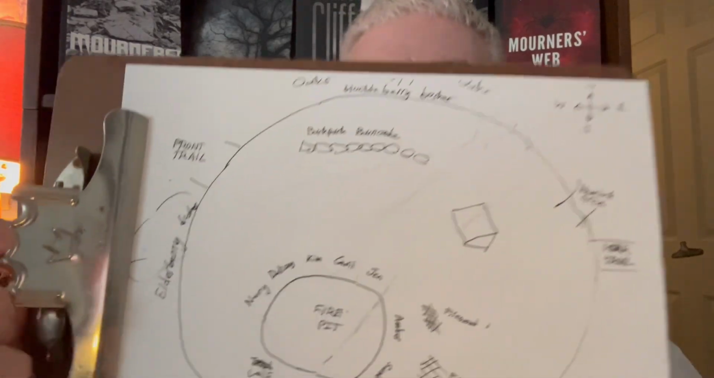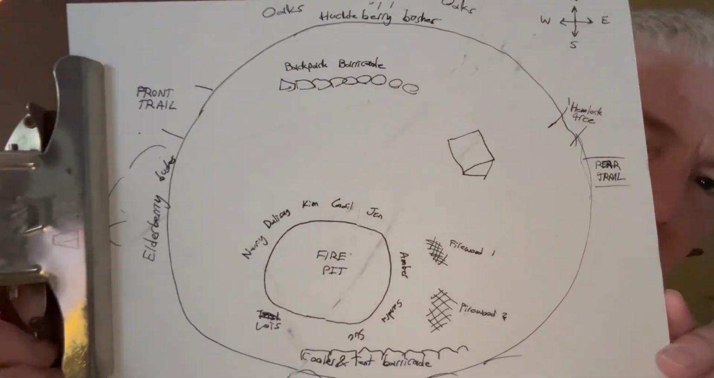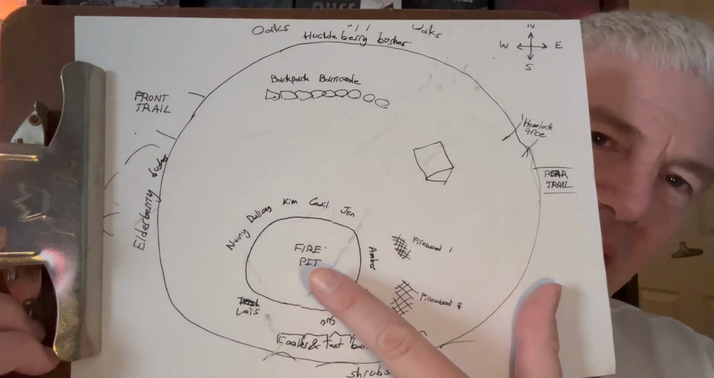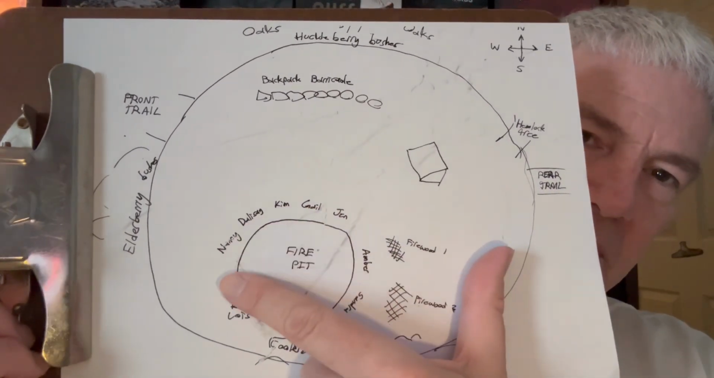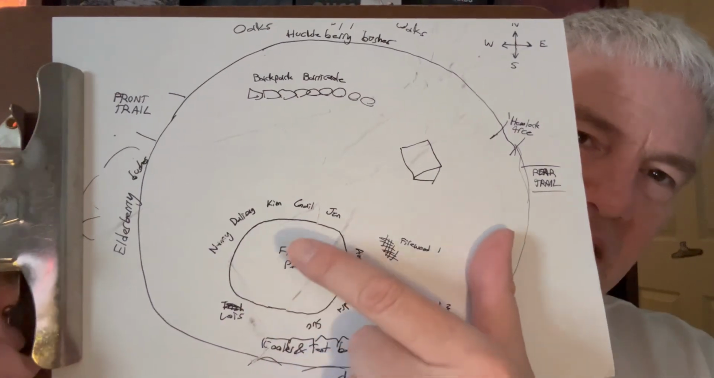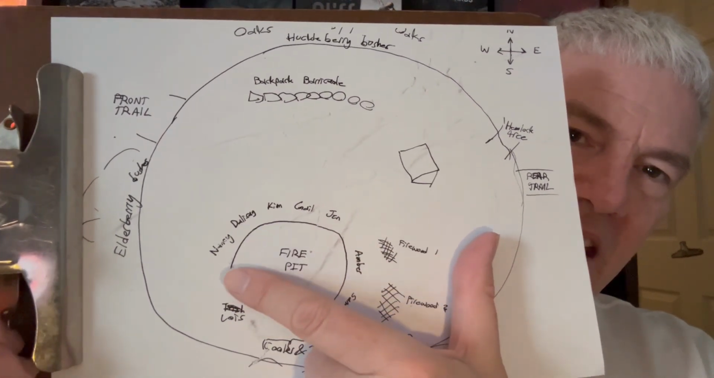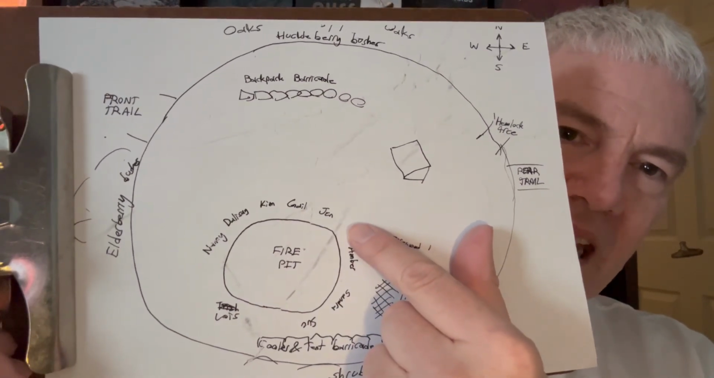So here is the map that I used to write Mourner's Tour. And if you can't read my writing, this is the whole campsite on top of the tour. The main action is at the fire pit. I had to write down the position of where each person is, because if she is sitting next to her, I can't three paragraphs later have her patting her on the back, that sort of thing.